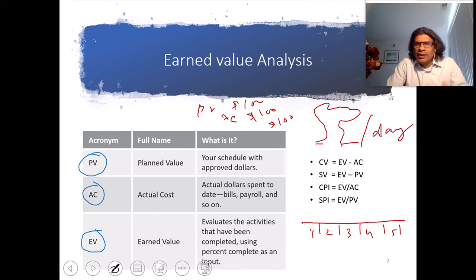So without knowing any of these formulas, we can understand that we are following the plan. That is, variance is 0. If you look at the cost variance here, EV minus AC is also 0. EV minus PV, the schedule variance, is 0. That means we are right on schedule. There is 0 variance in schedule. There is 0 variance in cost because everything is following the plan.